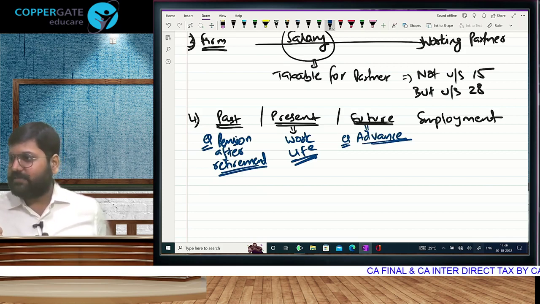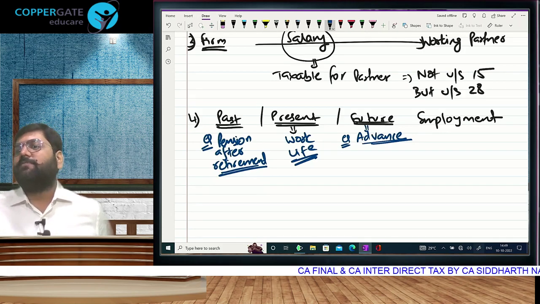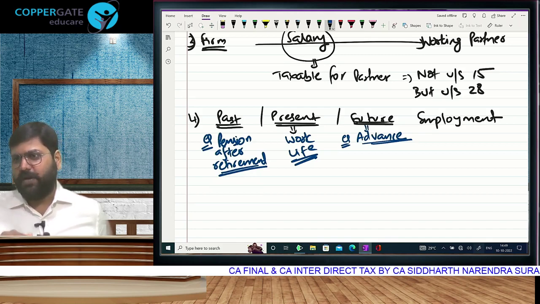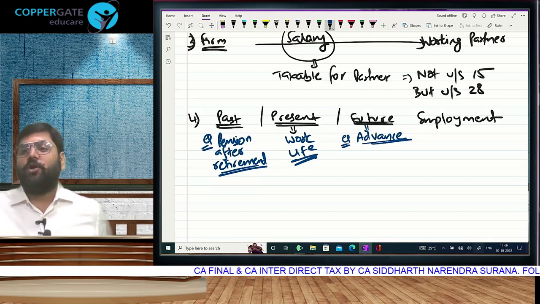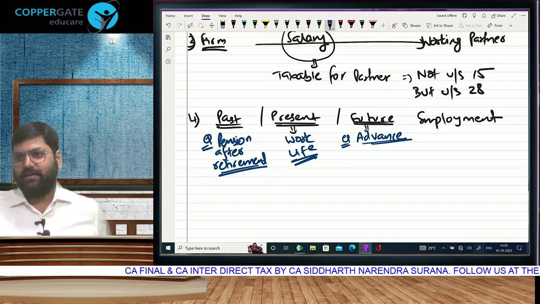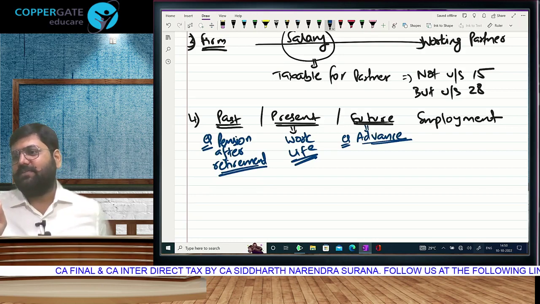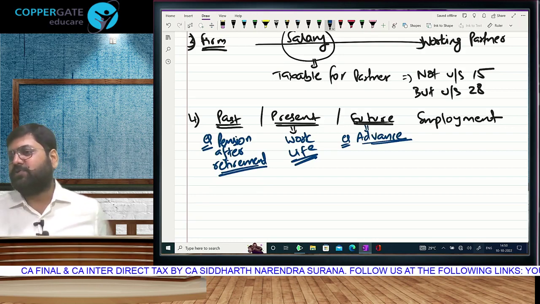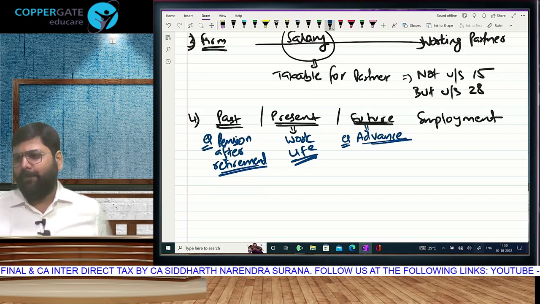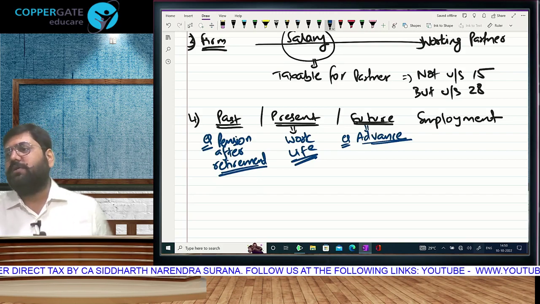During your work life, you get salary. That's obviously taxable income. And after retirement, you get pension. It will still be taxable under salary because of past, present, future employment. But after your death, if the spouse gets pension, that won't be taxable under salary. Because once again, between the giver and the receiver, the only criterion you have to check is whether there was an employer-employee relationship. Only that is going to decide.